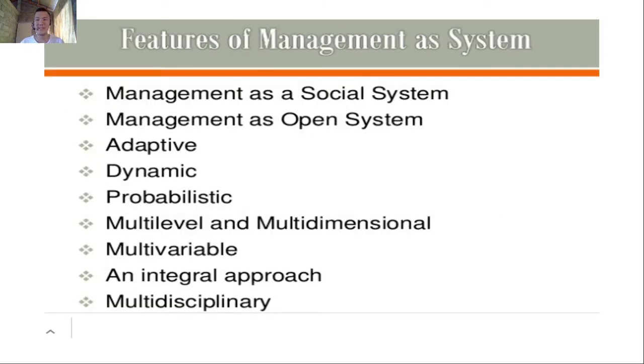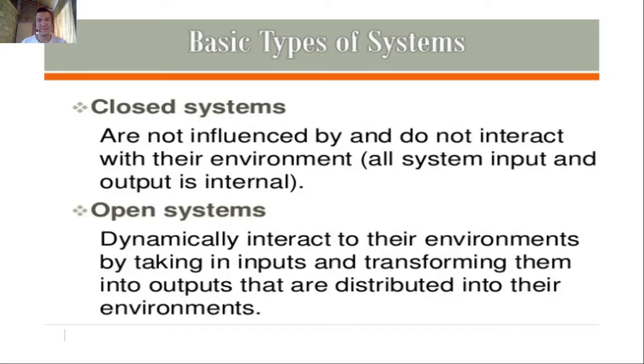So features of management as system. So management as social system, management as open system, adaptive siya, dynamic, probabilistic, multi-level and multi-dimensional, multi-variable, an integral approach, and multidisciplinary. Okay, so basic types of system. First is closed system, are not influenced by and do not interact with their environment. All systems input and output is internal. So when we say closed system, internal, environment, so within the company lang yon. So pag nasa SWOT siya, yun yung SW, di ba? Strength and weaknesses ng isang kumpanya.